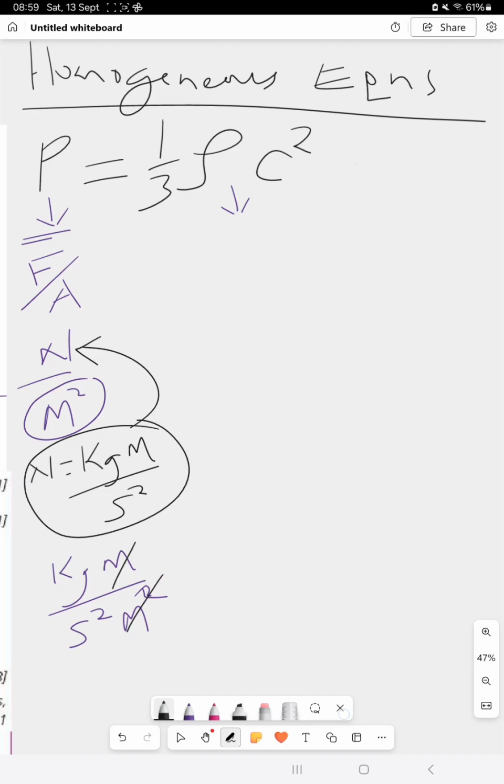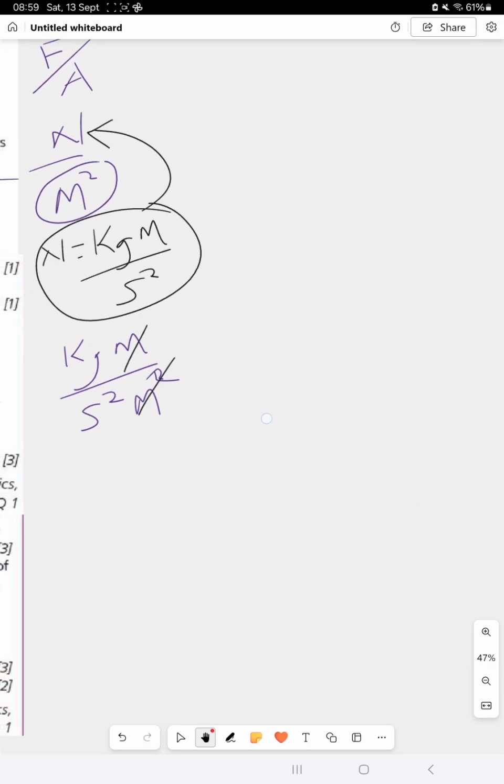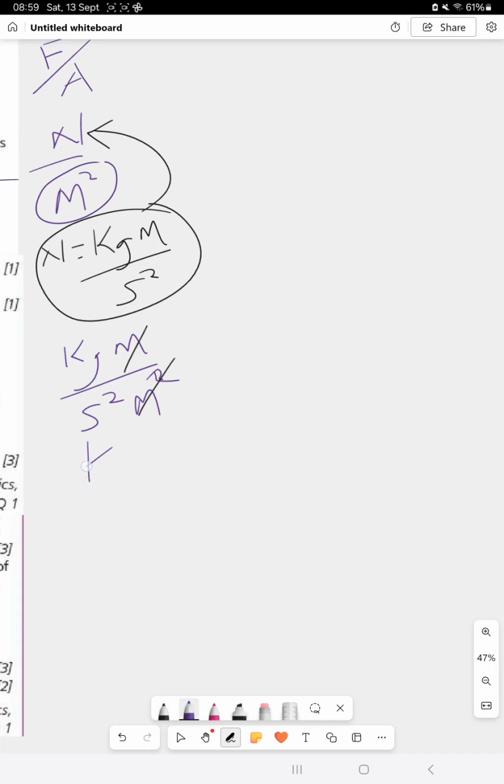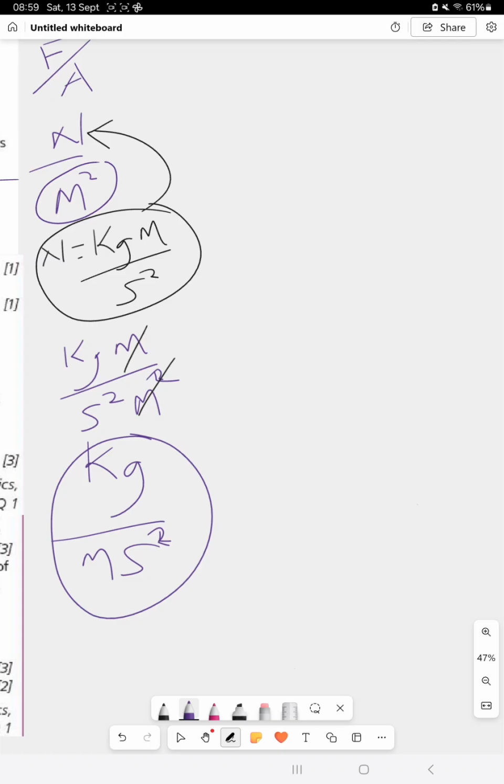And therefore, I'll have the final answer as kilogram over m s squared. So this is the units of pressure. That is the left hand side. Let's quickly go to the right hand side.